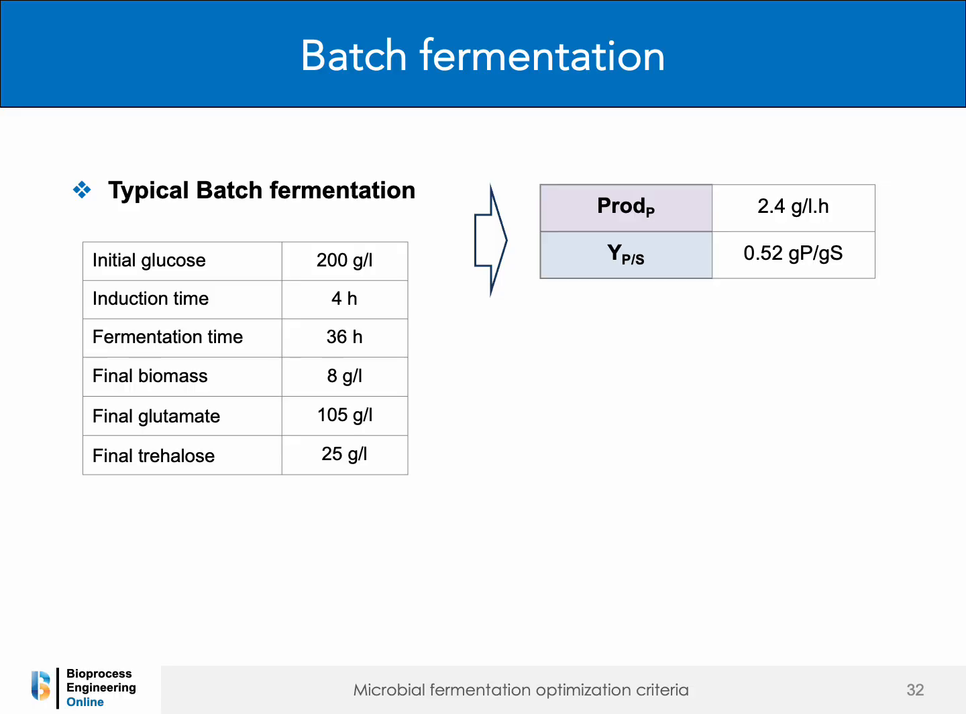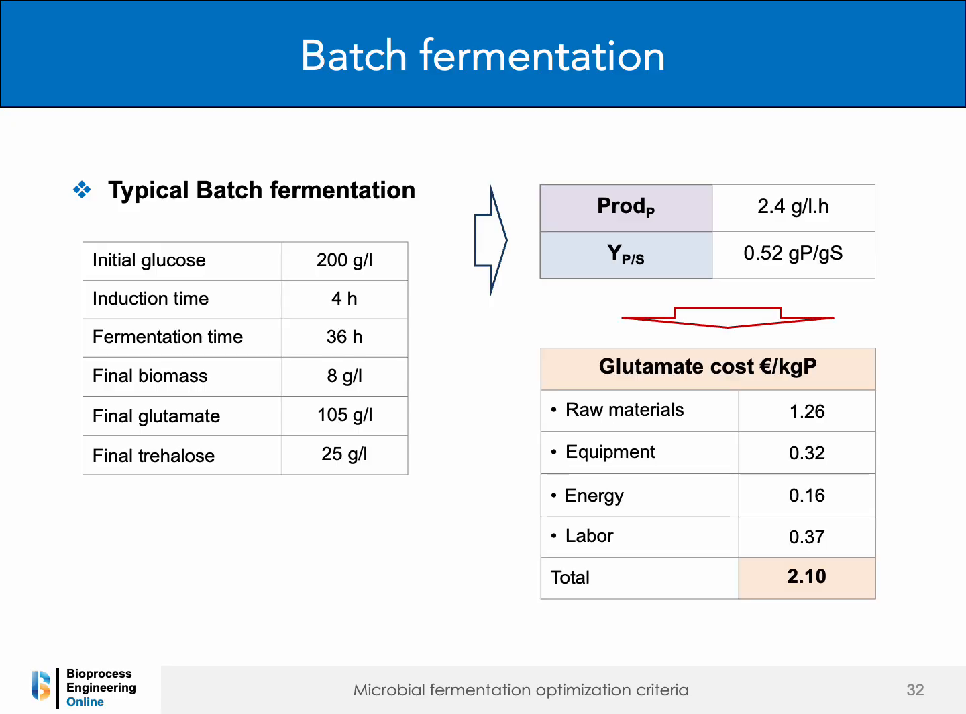For the batch fermentation considered previously, the two technical criteria are fermenter productivity, 2.4 grams per liter hour, or 2.4 kilograms per cubic meter hour. Sugar to glutamate conversion yield, 0.52 gram glutamate per gram sugar. Using these values, the total production cost is 2.1 euros per kilogram of glutamate.